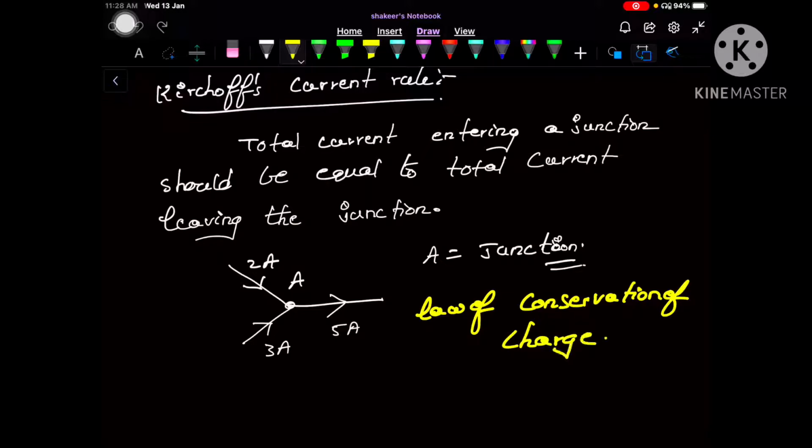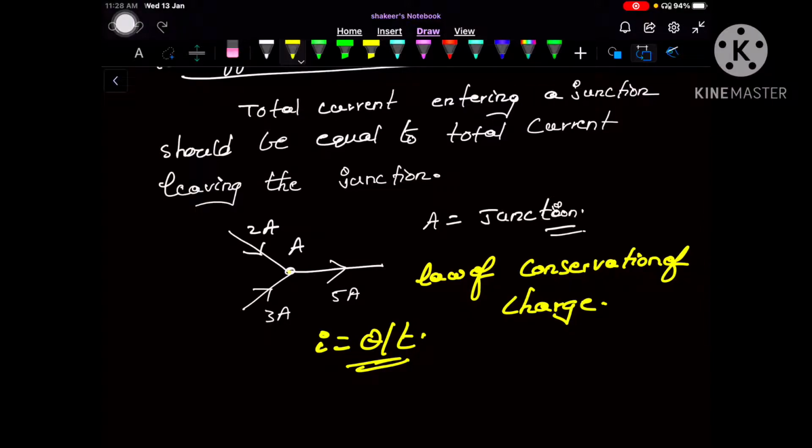Clear? How can I say this is according to the law of conservation of charge? Because current is nothing but charge per unit time. Therefore the total charge which enters the junction, the same amount of charge should leave this junction also. What is the current entering? The same current should leave this junction also. So this is according to the law of conservation of charge, and at this point A there is no storage of charge. Charge can neither be created nor destroyed. So the charge entering the junction, the same amount should leave the junction also. This is called Kirchhoff's current rule.